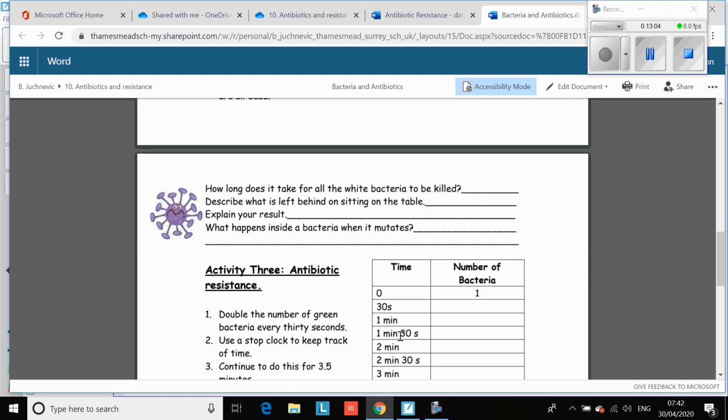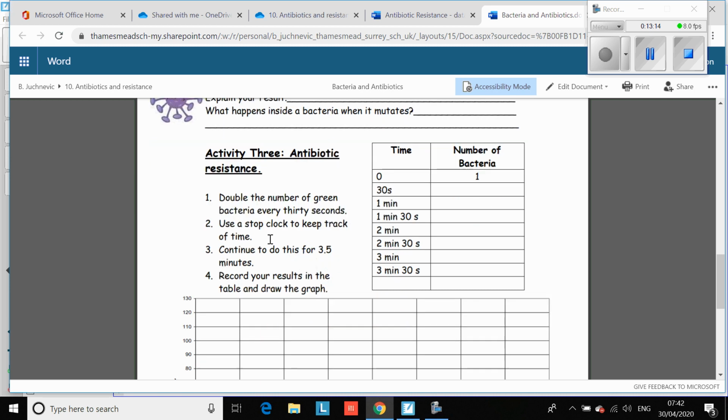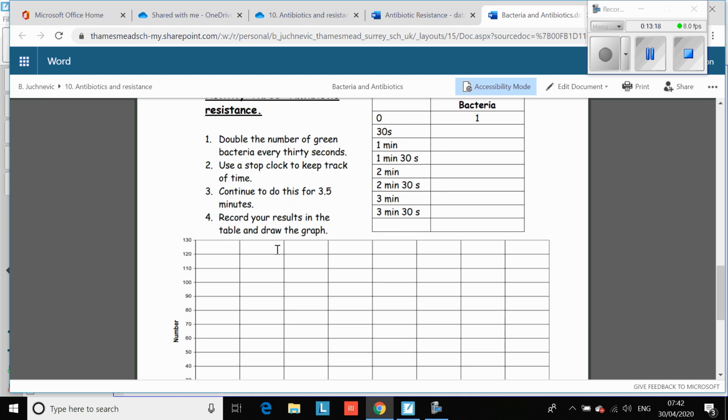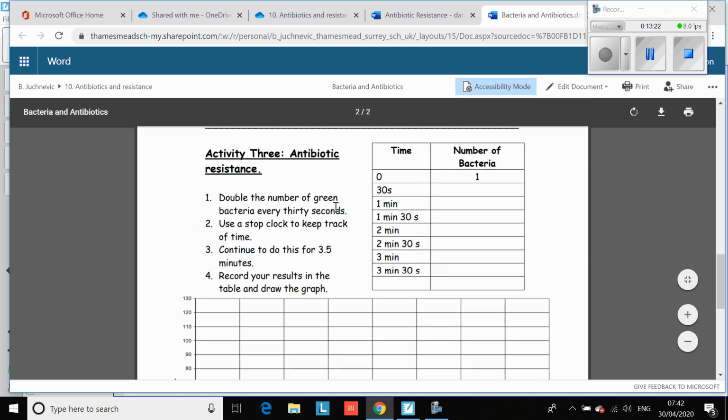Then the last thing, activity 3, antibiotic resistance. So you've got green bacteria. Double the number of green bacteria every 30 seconds. Use a stop clock to keep track. Continue this for 3.5 minutes. Record your results. So it's very similar to activity 1, except this time you're using green, not white.